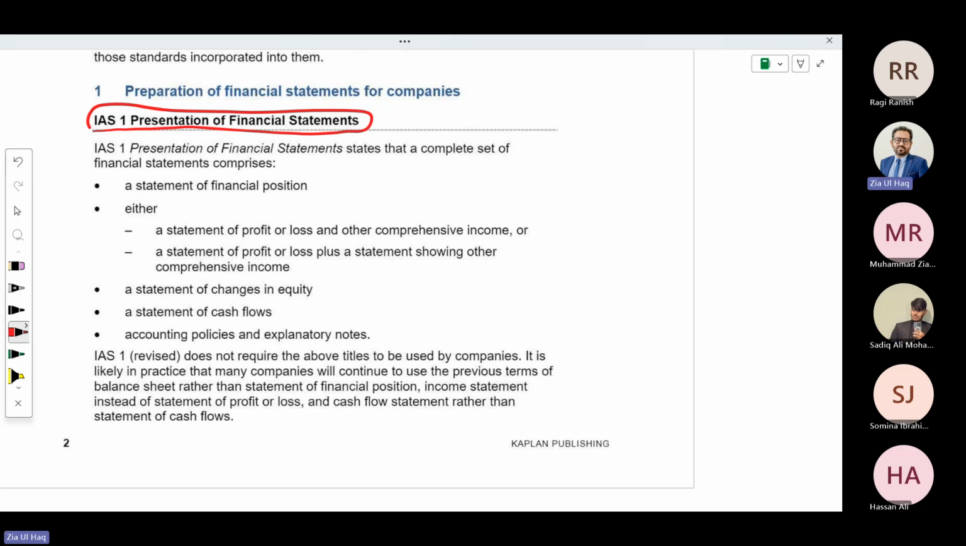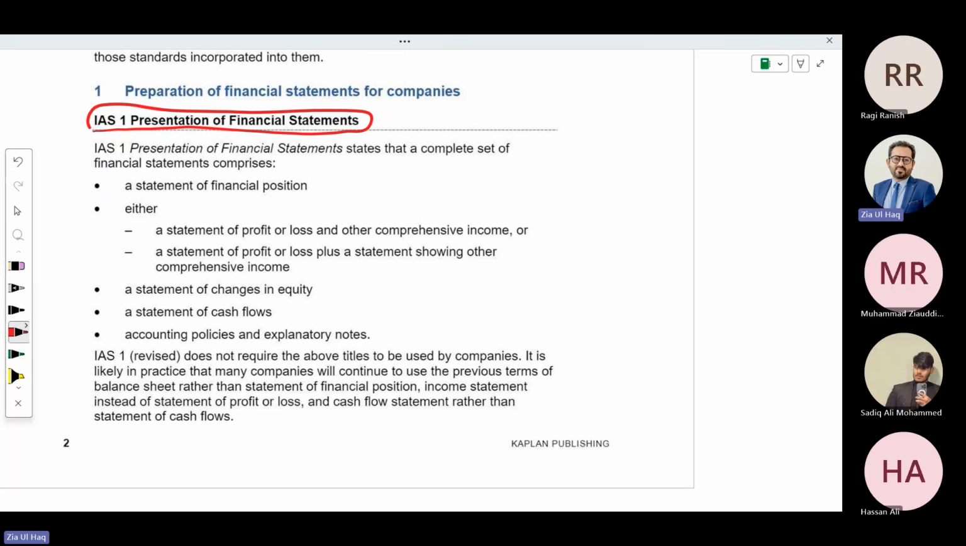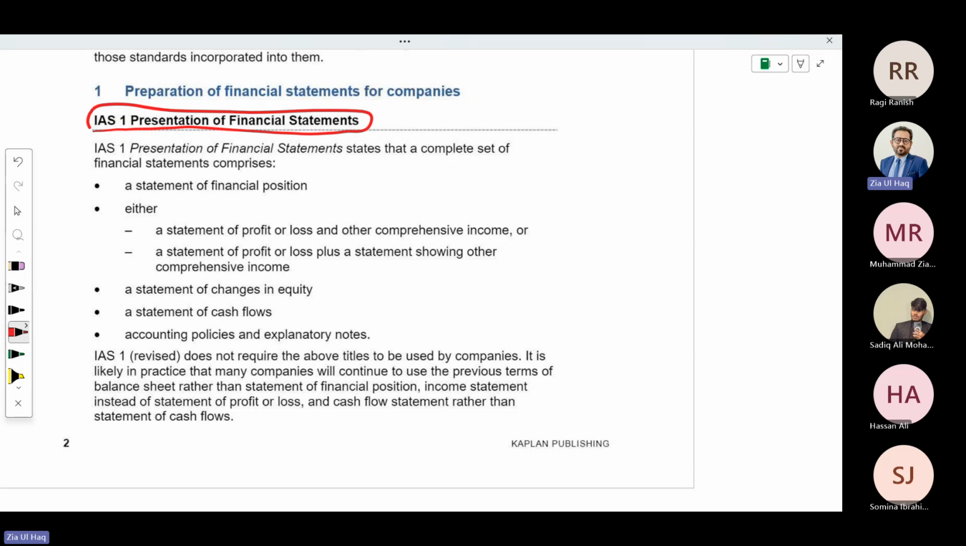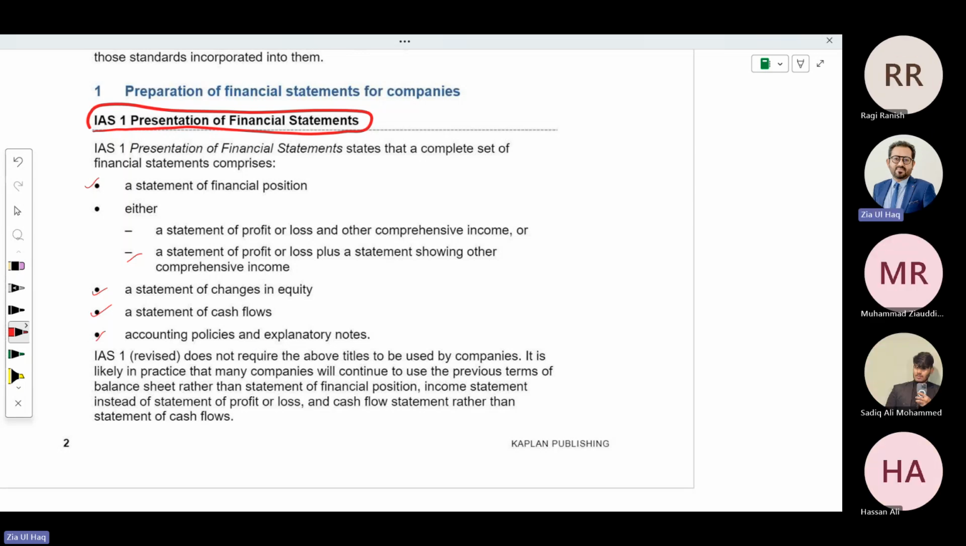While preparing balance sheet, means statement of financial position, you need to show total assets first. Then you need to show equity and liabilities. Who has provided this format? This is standard IAS 1, presentation of financial statement. So IAS 1 presentation of financial statements states that a complete set of financial statements comprise a statement of financial position, statement of profit and loss account and other comprehensive income, statement of changes in equity, statement of cash flow, and accounting policy and explanatory notes where company need to explain its accounting policy.